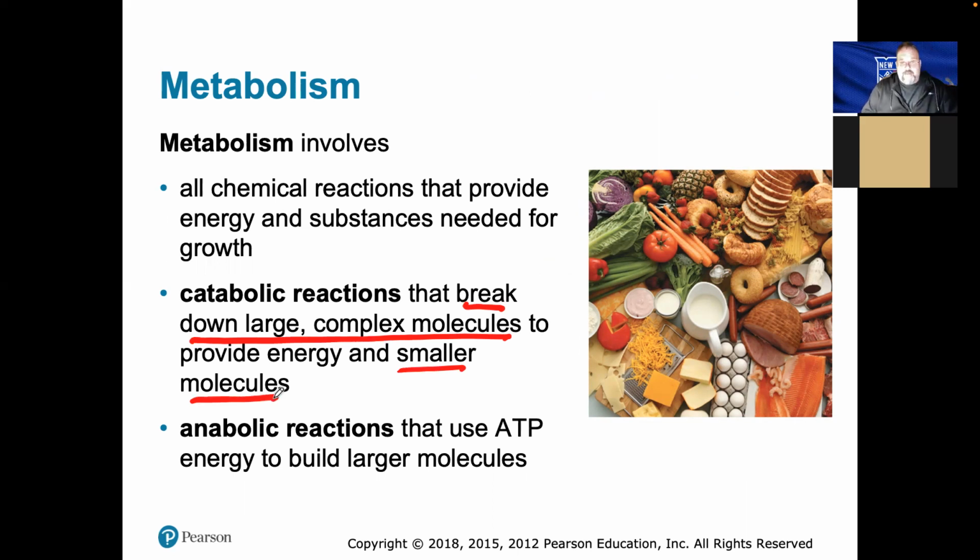Anabolic reactions really are, in a sense, the opposite of that. They use energy, essentially in the form of ATP, to build larger molecules. So in anabolic reactions, smaller molecules combine to build larger molecules. When larger molecules break down to smaller molecules, energy is released. But when you need to build larger molecules from smaller ones, you have to put energy in. Again, that energy is going to come from your ATP.